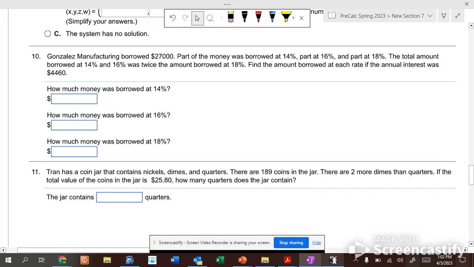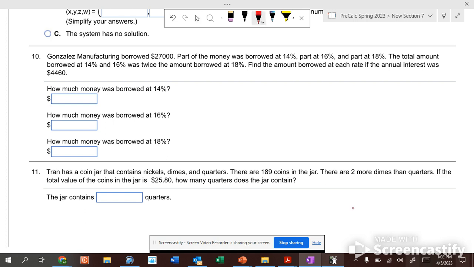Gonzalez Manufacturing borrowed $27,000. Part of the money was borrowed at 14%, part at 16%, part at 18%. The total amount borrowed at 14 and 16 was twice the amount borrowed at 18. Find the amount borrowed at each rate if the annual interest was $44,060. So, if you aren't paying attention now, pay attention for a couple minutes because you are not going to have a clue on how to do 10 unless you pay attention to this.